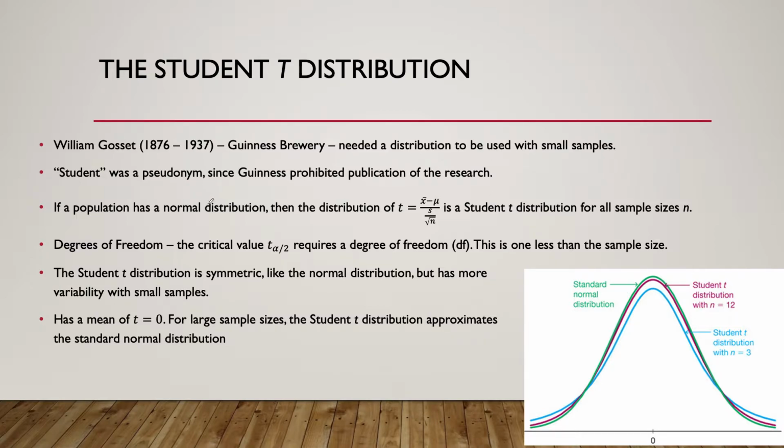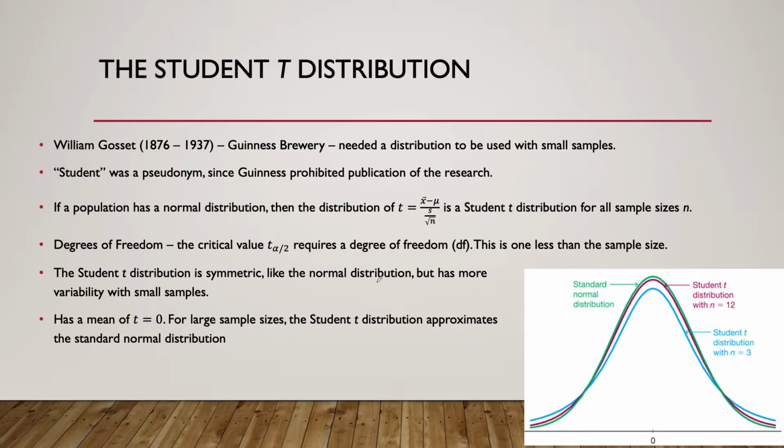If a population has a normal distribution, then the distribution of t, which is equal to x bar minus mu divided by s divided by the square root of n, is a student t distribution for all sample sizes n. And so that takes the sample mean x bar minus the population mean mu divided by the sample standard deviation s divided by the square root of the sample size n. The critical value of t sub alpha divided by 2 requires a degree of freedom that's 1 less than the sample size.